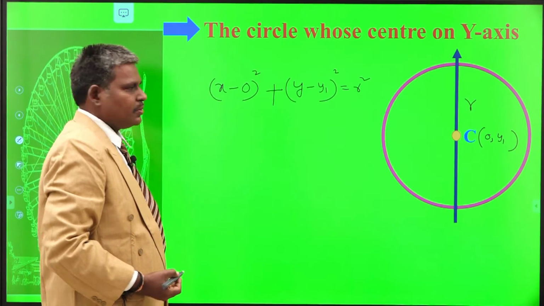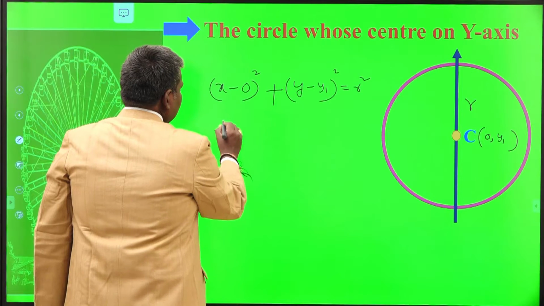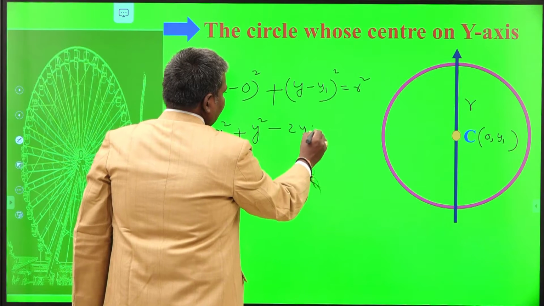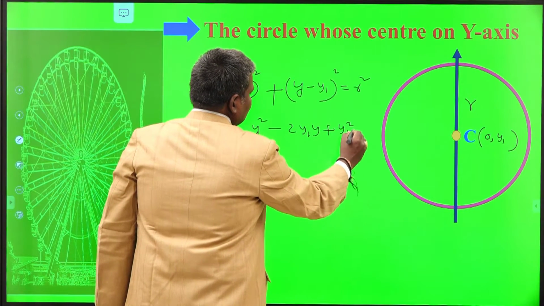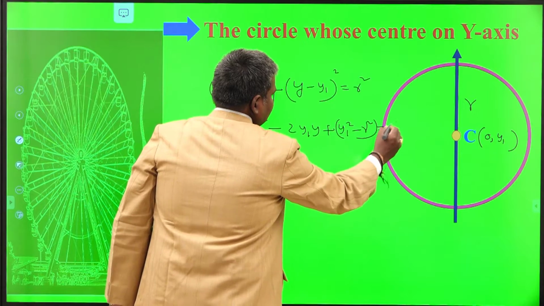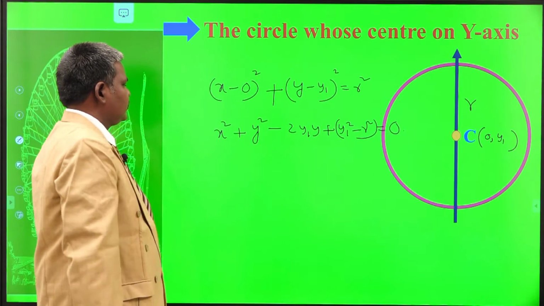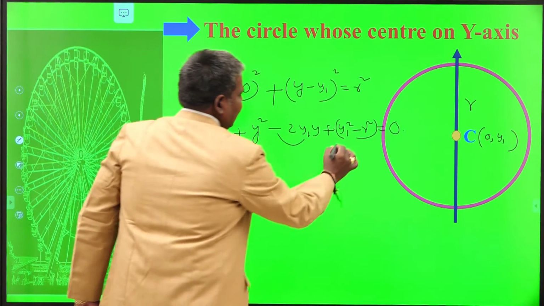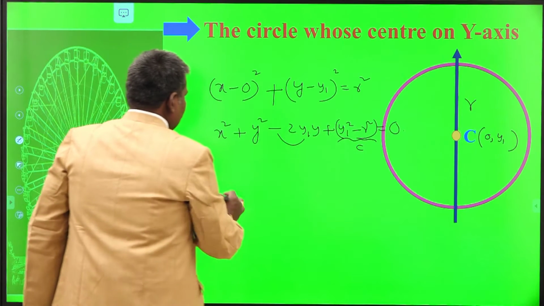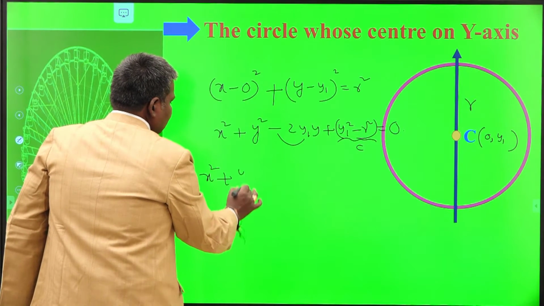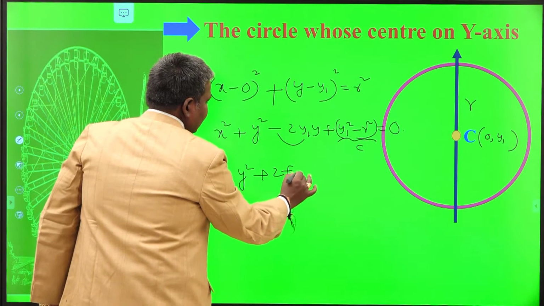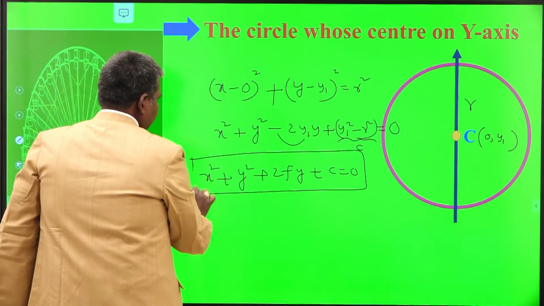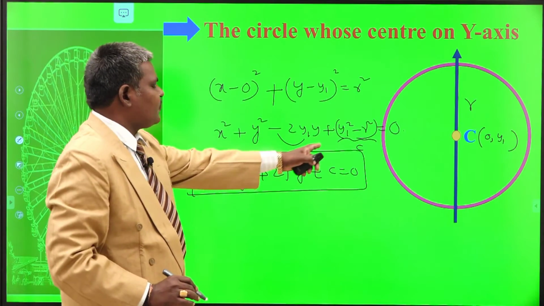This is the circle equation. If you expand this, we get x square plus y square minus 2y1y plus y1 square minus r square is equal to 0. This is the equation of the circle. We know that minus y1 is f and this becomes c. The equation becomes x square plus y square plus 2fy plus c equal to 0. This is in the standard form.